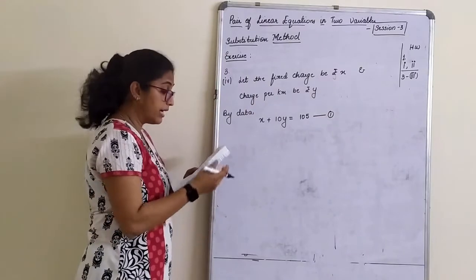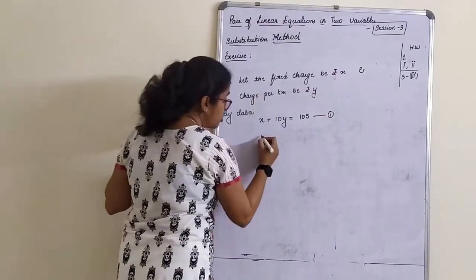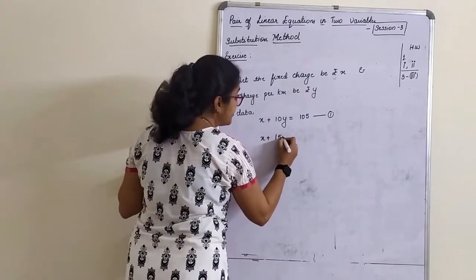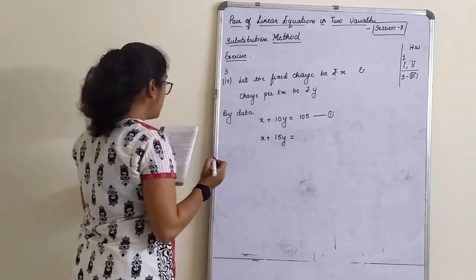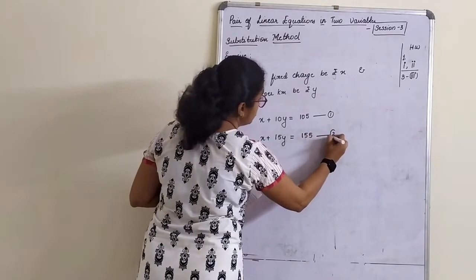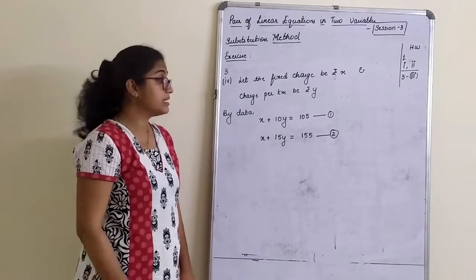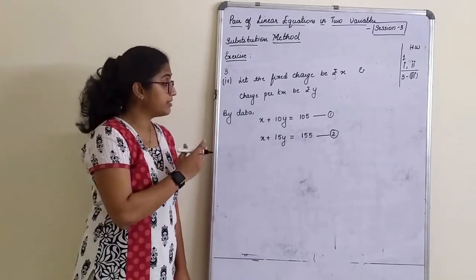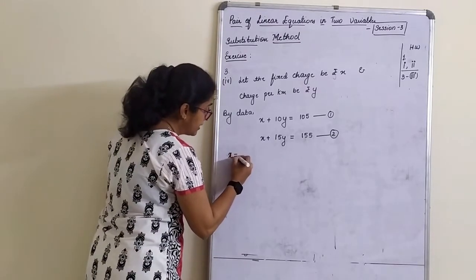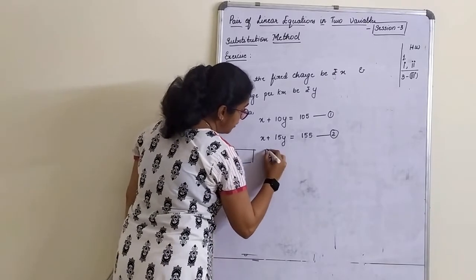Equation 1. Okay, further. And for the journey of 15 km, considering the fixed charge as x, and for the journey of 15 km, 15y, the amount paid is rupees 155. Equation 2. Now you have equations 1 and 2 in front of you. What you have to do is use the substitution method, whichever equation you want, and find the value of x and find the value of y.